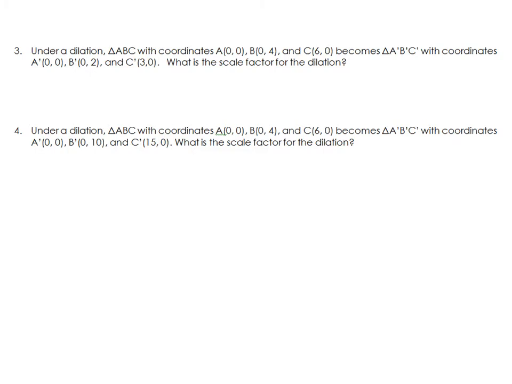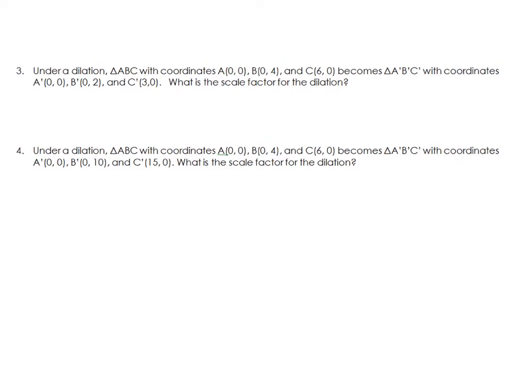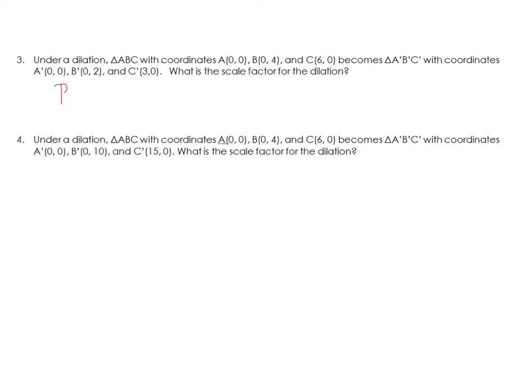Sometimes identifying the scale factor is going to be pretty obvious, and other times you might need to do a little bit of work. What we can see, and I probably wouldn't use A in A prime because it remained the same, but you can pick any point. So I'm just going to use B and B prime. B started out at (0, 4), and then it became (0, 2). So what you can see is that the x-coordinate still is 0. It didn't change, but the y-coordinate went from 4 to 2.